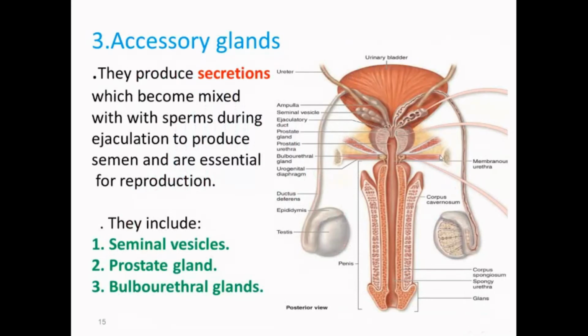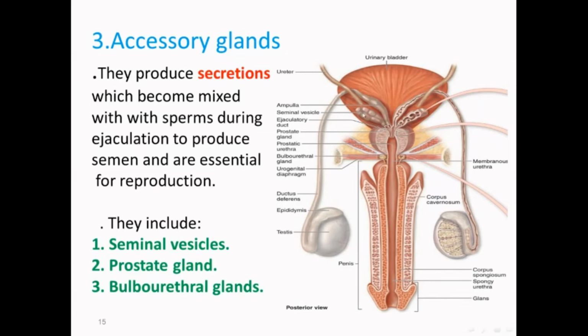The third part is the accessory glands, which we said are three main glands: seminal vesicles, prostate gland, and the bulbourethral glands. Seminal vesicles and the bulbourethral glands are paired, one on each side, and there is one prostate gland. The function of these glands is the production of secretions that accompany the sperms, forming the liquid part of the ejaculate. The sperms with the accompanying fluid are called semen, which is essential for reproduction.